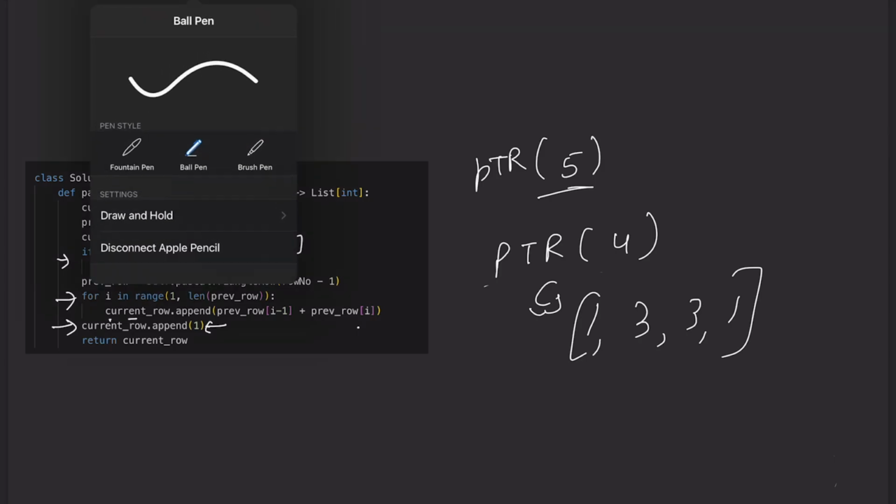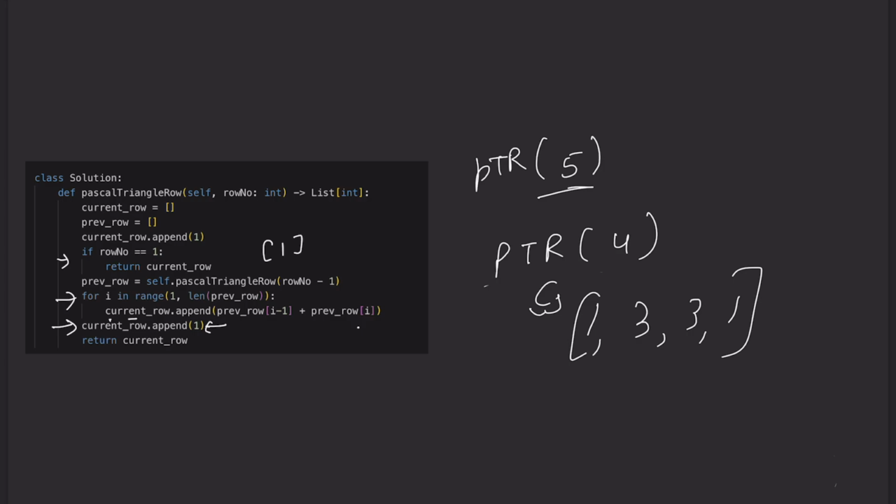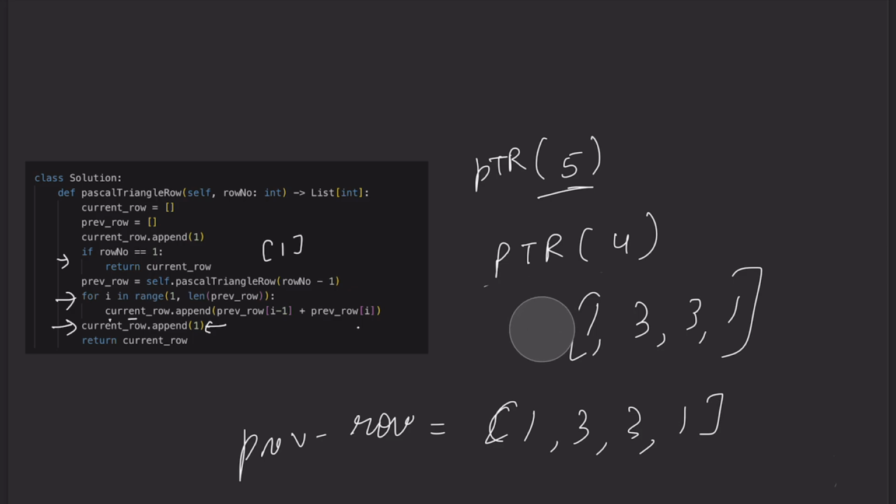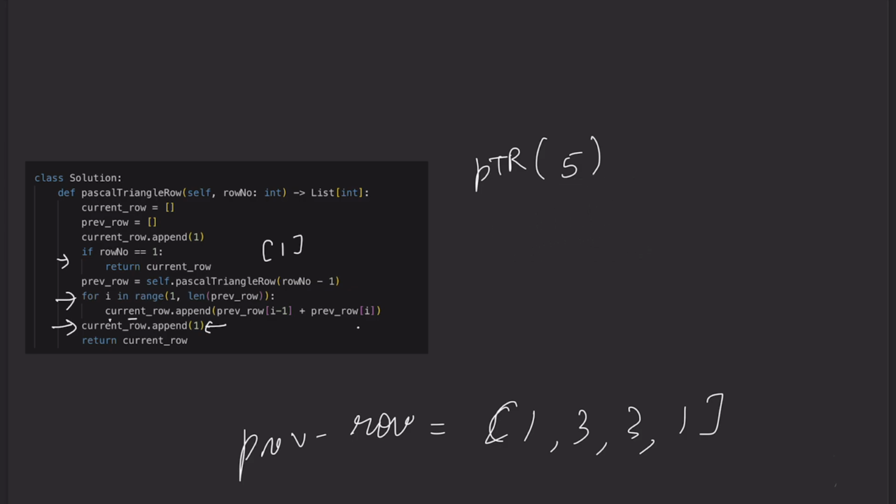So now previous row is 1331, right? For PTR5, we were getting the result from PTR4 and we were assigning it to previous row. So PTR4 was 1331 and previous row for PTR5 will be 1331.